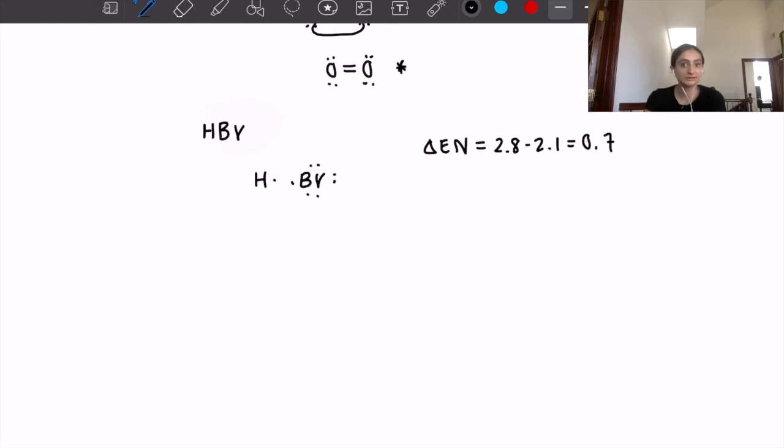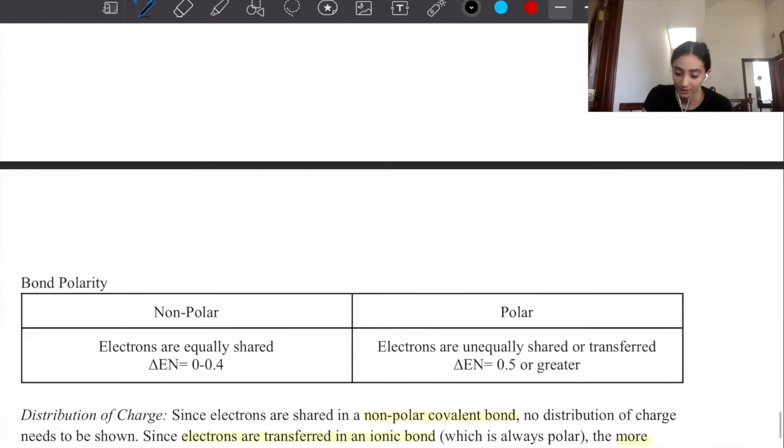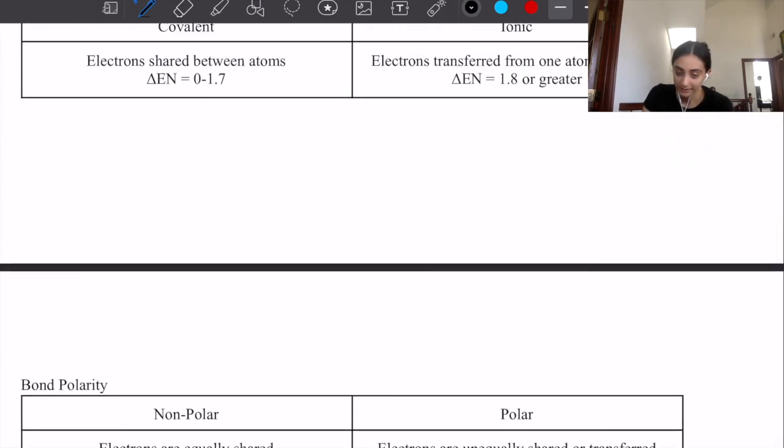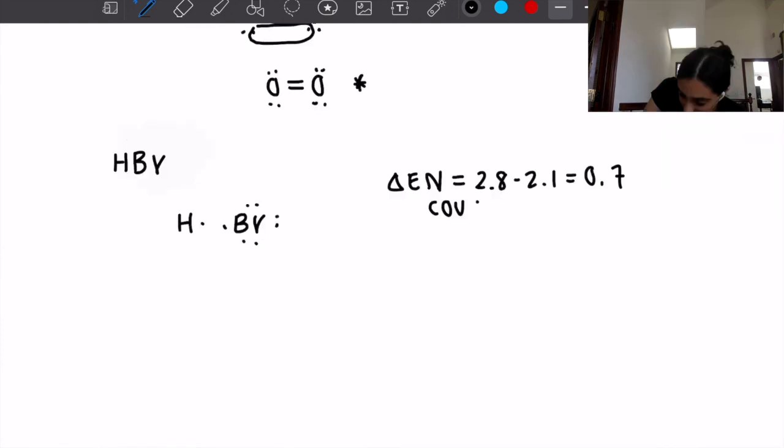I should have mentioned this in the beginning, but when you're subtracting electronegativity, you always want to subtract the larger electronegativity value minus the smaller one, because you can't have a negative electronegativity value. So this is 0.7. Let's look at our chart. We know that the electronegativity value is between 0 and 1.7, but it's greater than 0.5. This is going to give us a covalent polar bond.